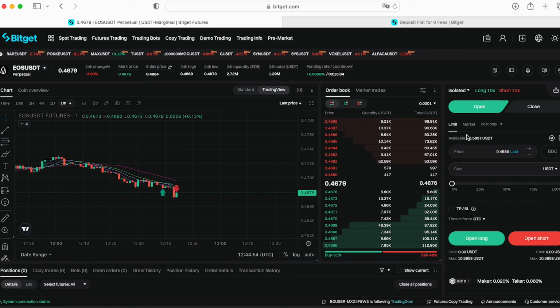Also, you have to pay attention, you pay the commission fee for an open trade and a closed trade.